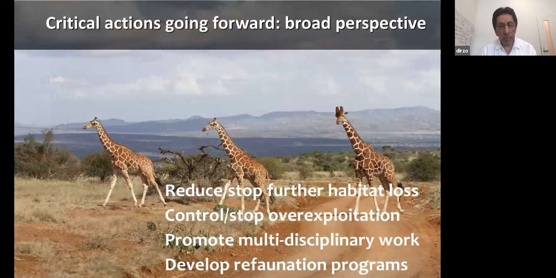Let me finish by presenting to you a couple of slides in which I will try and summarize other things that need to be done. So this slide is about critical actions that need to be done going forward, first from a broad perspective. I think that for tropical ecologists, there is an urgent agenda to reduce or completely stop habitat loss. And I don't see that this should be an impossible task for us collectively to engage on, to reduce and stop further habitat loss. I think it should be, with appropriate policy, also perfectly doable to control and stop overexploitation, particularly of animals in places such as this beautiful ecosystem that I'm showing in this slide.